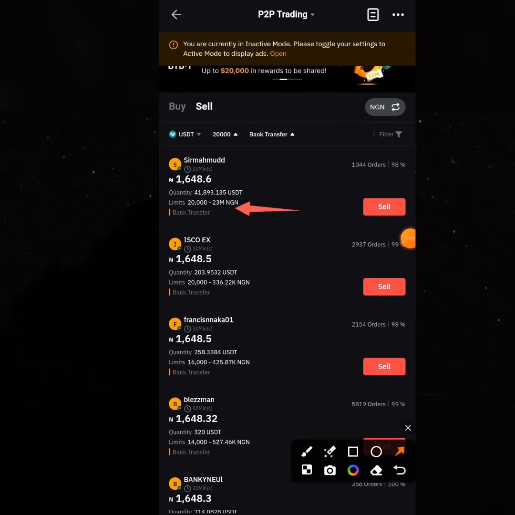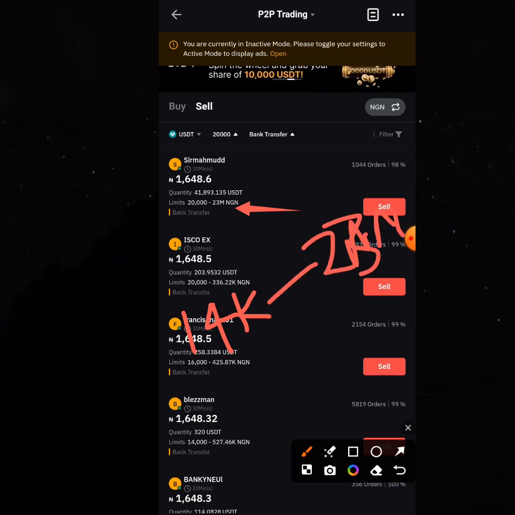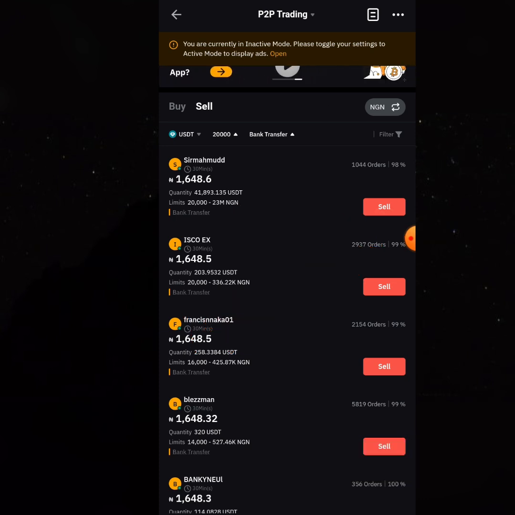So you have to learn how to compete wisely so that you can enjoy a lot of customers. For example, the wise thing to do is to set your ad from like 14,000, which is 14k, to 23 million, so everybody can patronize you. That is it about that.